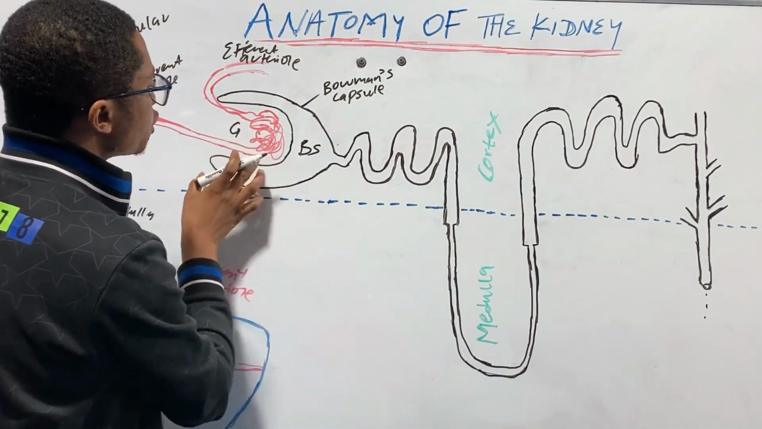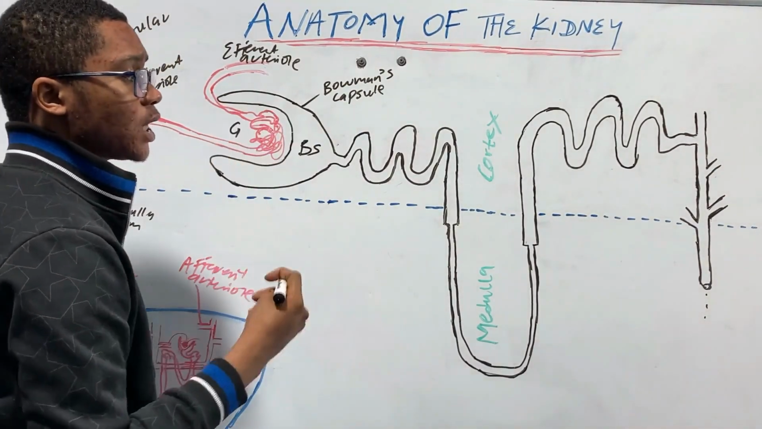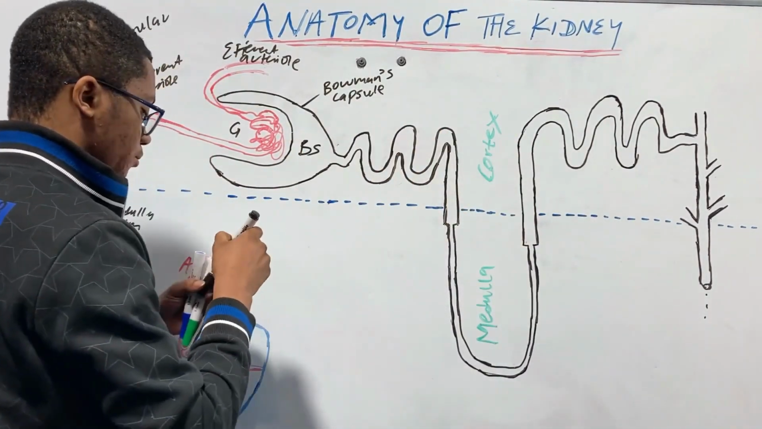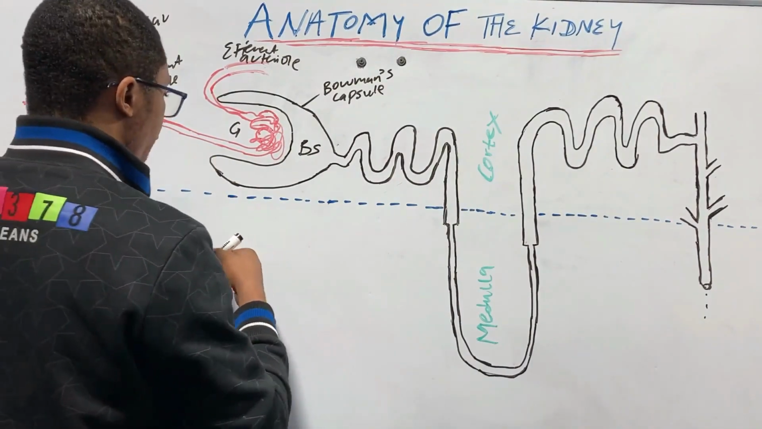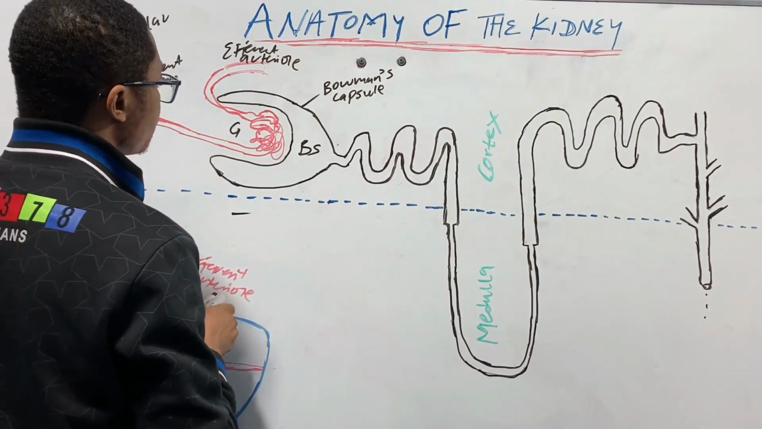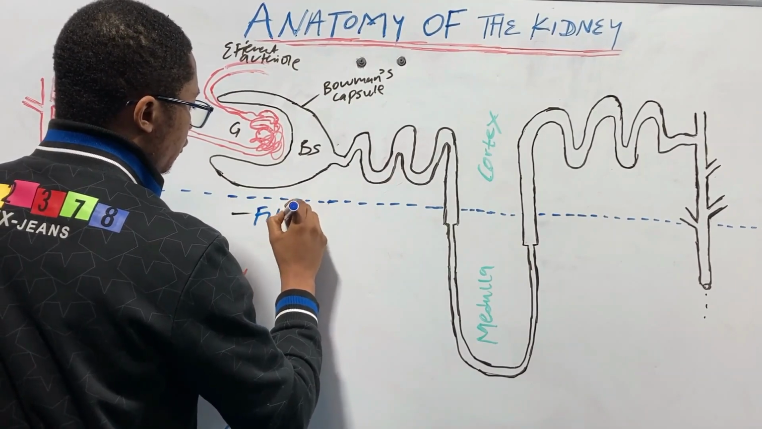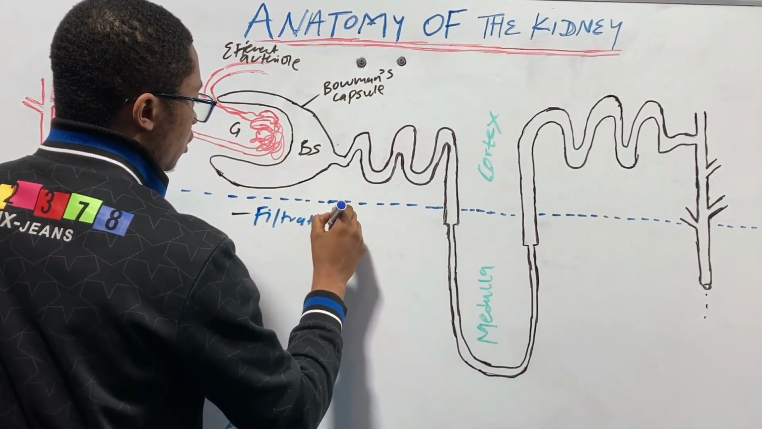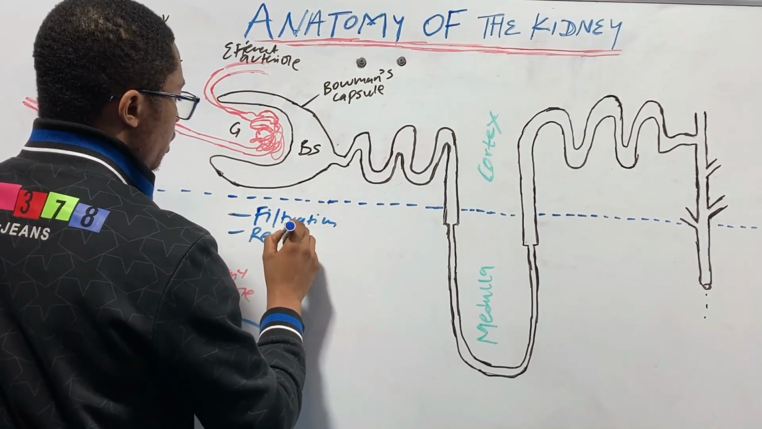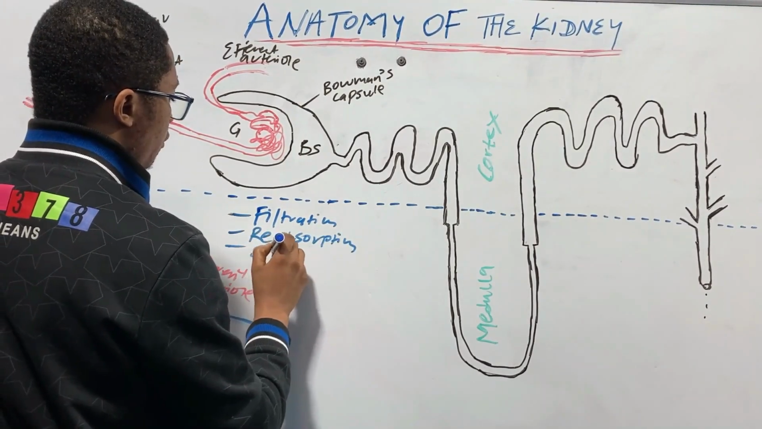So the filtrate comes into the Bowman's space. There are three things that actually happen in the kidney, particularly in the nephron. First, we have filtration, and this filtration occurs here in the glomerulus. Secondly, we have reabsorption, and we also have secretion.